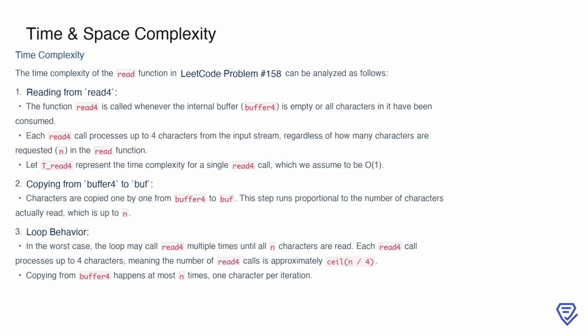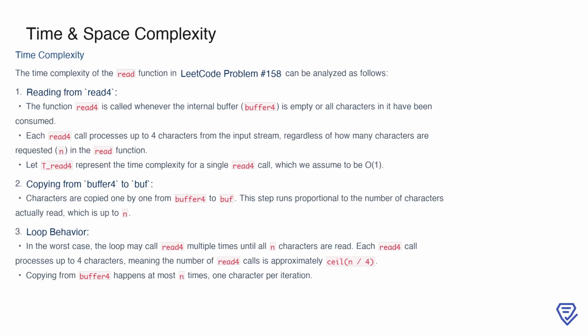To analyze the time complexity of the read function in this problem, we start by breaking it into 2 key operations. First, reading from the read4 function. This function reads up to 4 characters from the input stream each time it is called. However, it doesn't depend on the number of characters requested by the read function, which means each read4 call takes constant time, or O(1). The second operation involves copying those characters from the internal buffer, buffer4, into the output buffer, buff. This step is proportional to the number of characters actually read, which is at most n.